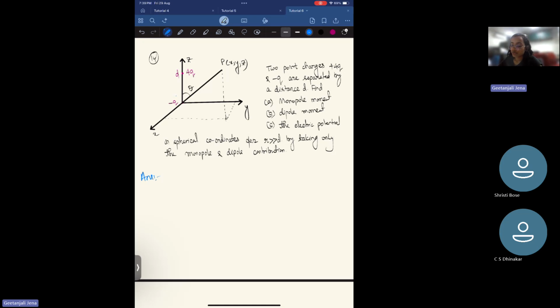So for this problem, there are two charges, minus q and plus 4q. These are at a distance d along the z direction. The question asks to find what the monopole moment is, what the dipole moment is, and what the electric potential in spherical coordinates will be for a distance r much greater than d, taking only the monopole and dipole contributions. So what will be the monopole moment here?